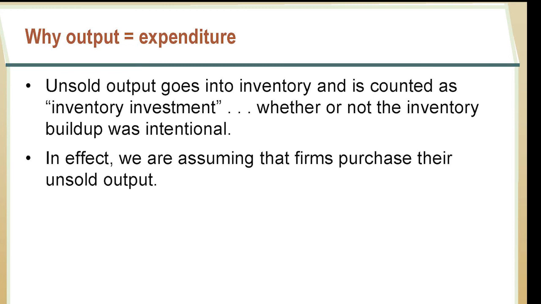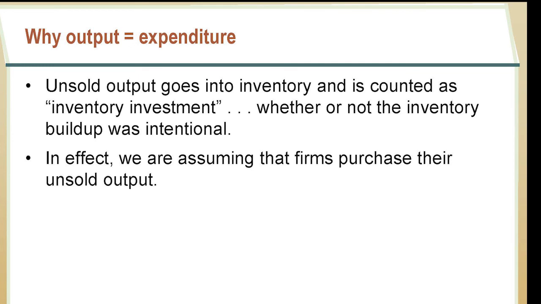Okay, output is equal to expenditure because unsold output goes into inventory and gets counted as inventory investment, whether or not the inventory buildup was intentional. We're assuming that firms purchase their unsold output. This is just, again, all accounting. And we're just trying to make sure that the numbers match up. So we have to develop accounting rules so that they make sense and are tractable, so that the economist, when they look at the data, understands how the data was collected and what the data can and cannot describe about what's happening in the real economy.